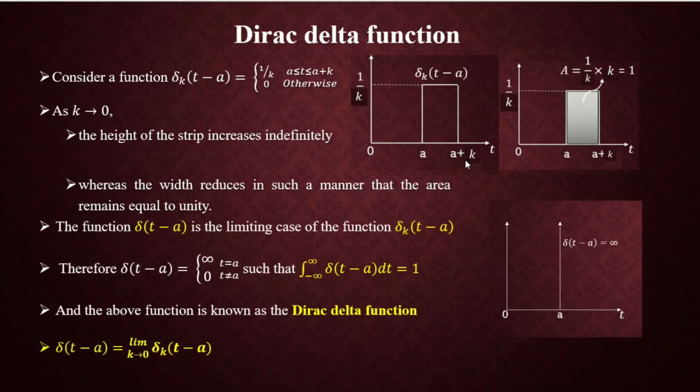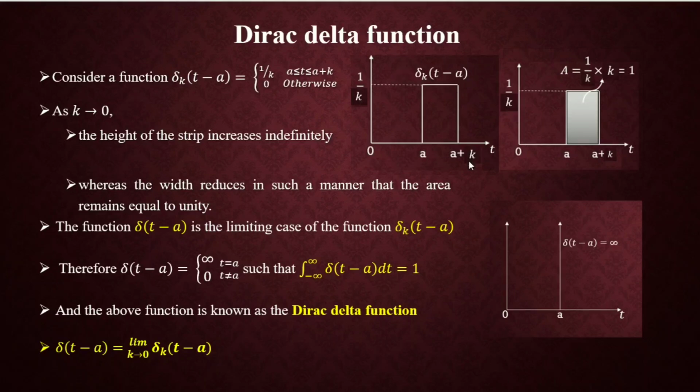Now what happens if k tends to 0? If k tends to 0, this width reduces and this height increases indefinitely in such a manner that the area of this function always remains equal to unity. That is, when this k becomes equal to 0, these 2 points merge to a single point a and this function value tends to infinity. So such a function is known as Dirac delta function and it is the limiting case of this function, that is del k of t minus a.